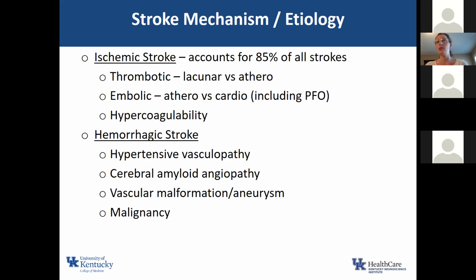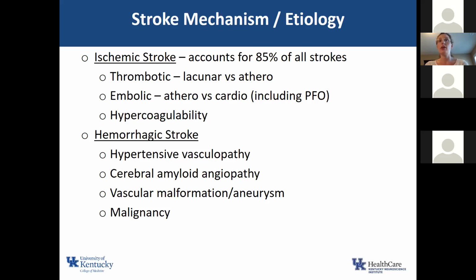Those most commonly cause cortical or lobar hemorrhages, whereas hypertensive vasculopathy most commonly affects the deeper structures. So that would be like your basal ganglia, your cerebellum, and your brainstem. But hypertensive vasculopathy can also cause hemorrhagic strokes within the hemispheres as well, within the cortex or the lobes.